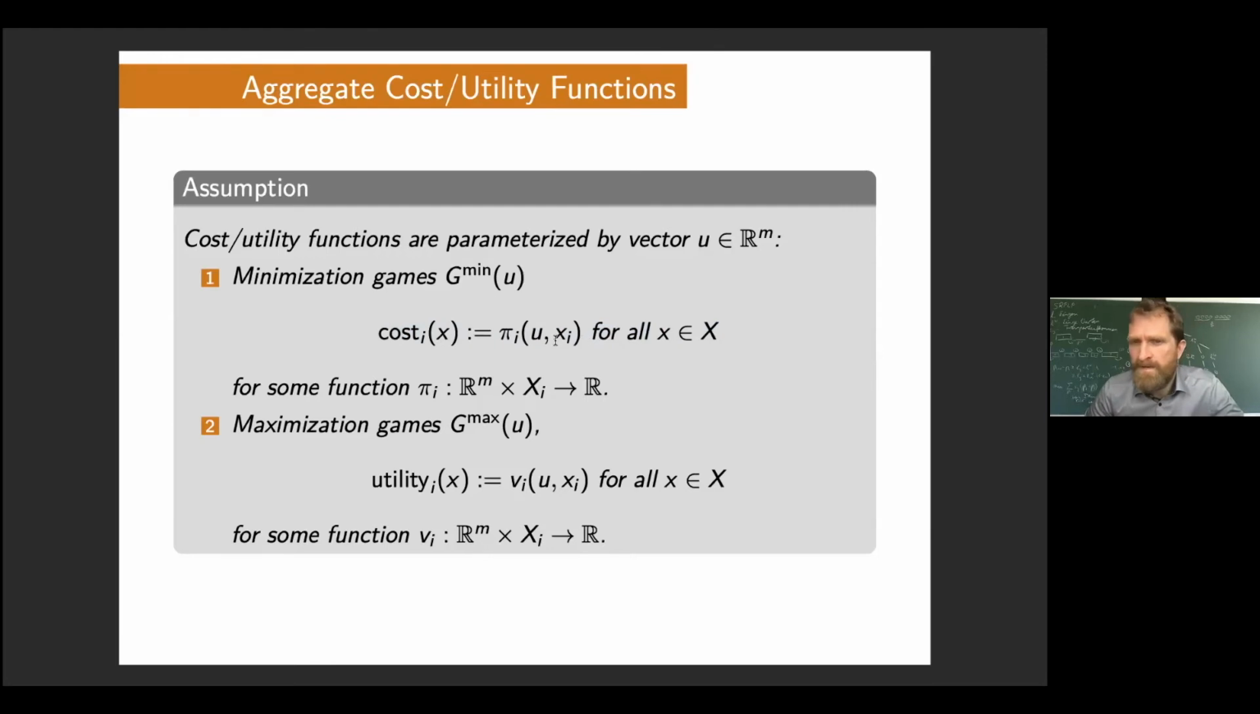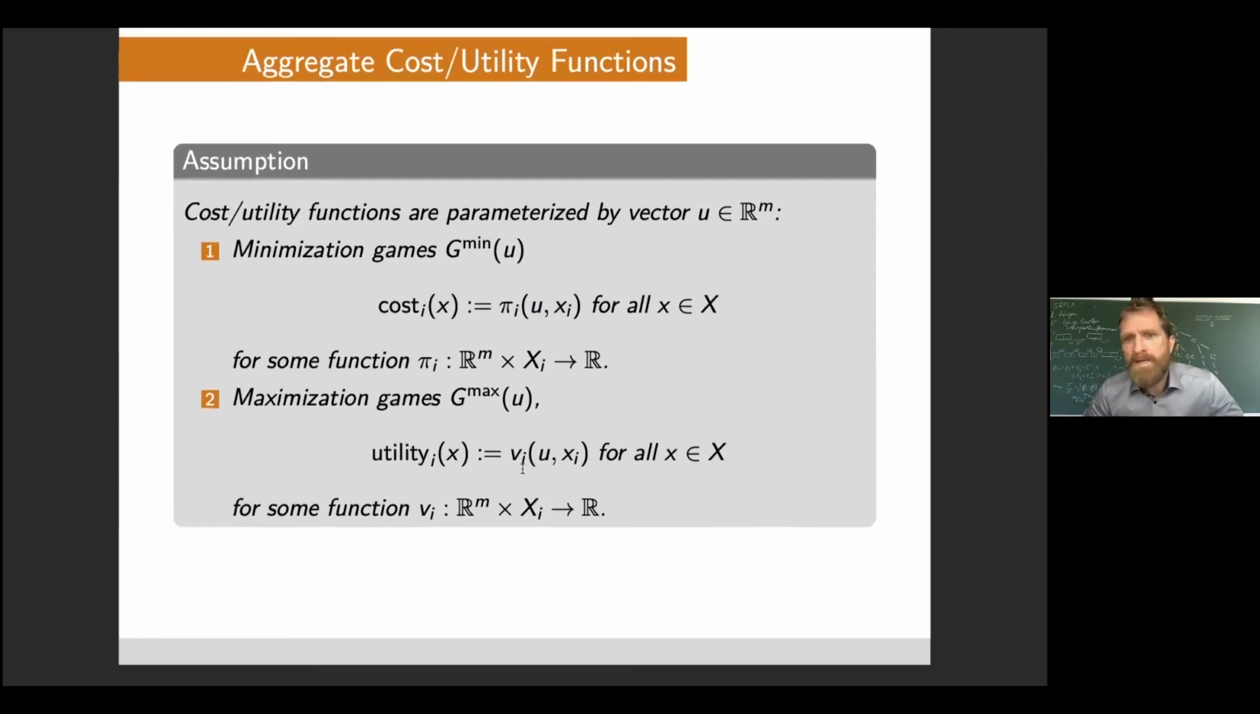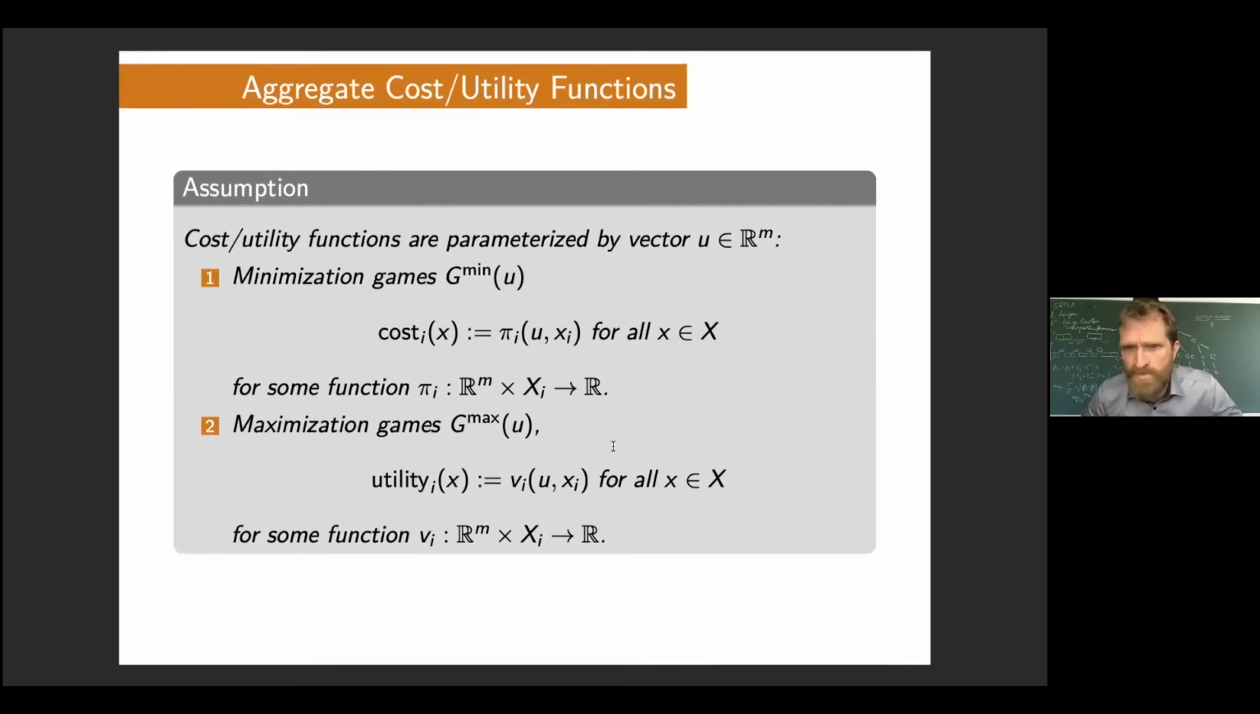Yeah, there is a dependence, but this is with respect to a parameter that we input a priori. Otherwise, the cost only depends on the own strategy at this point in time. For maximization games, the same holds true.